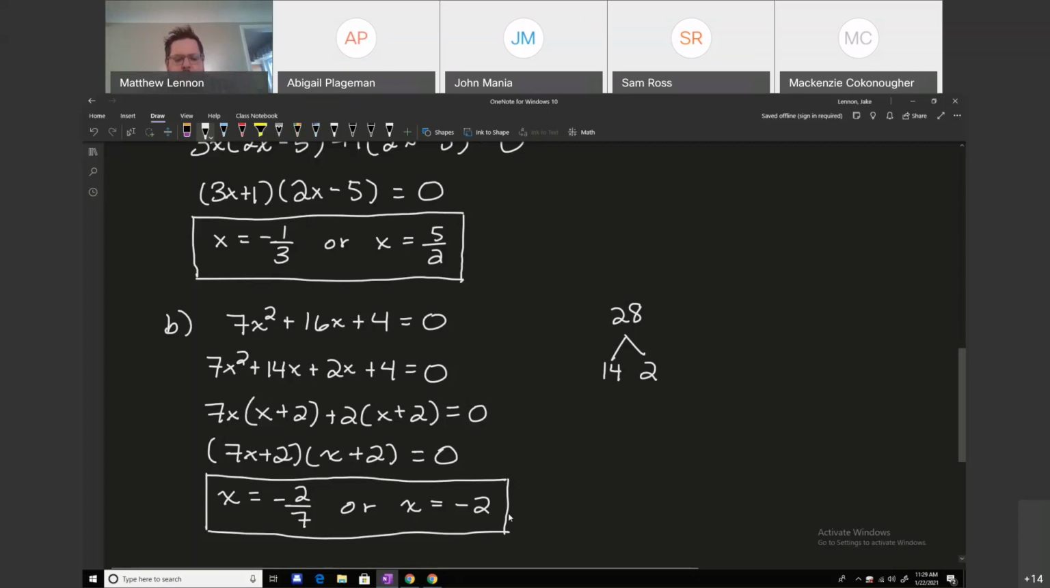So do we have any questions on factoring, either the shortcut or by grouping? This is kind of just supposed to be a refresher. But if you do have some trouble, please let me know.